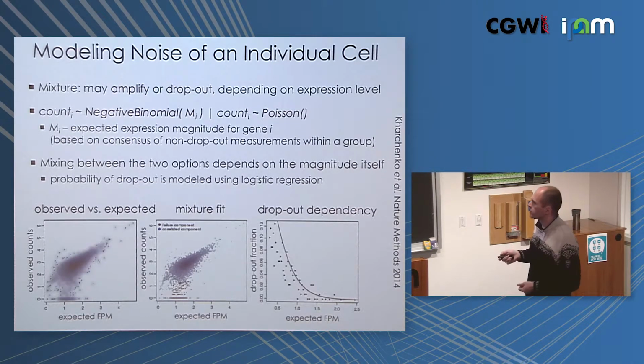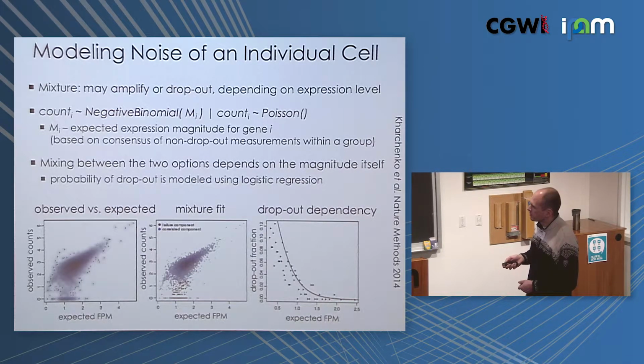This mixture fit can be performed on individual cells, given that we have some expectation about the expression magnitude of a given gene. The model doesn't have many parameters per cell, about 4 or 5, and the expectation about expression magnitude you can get by looking at the cellular neighbors of a cell. In this middle plot, shown in blue are the genes much more likely to be part of the negative binomial component, and the red are the dropout events modeled by Poisson.